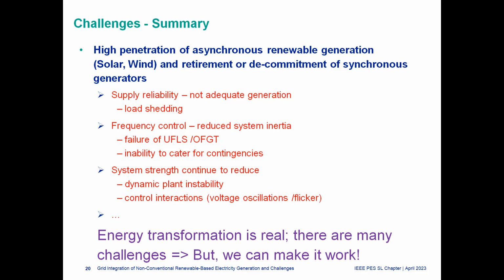So we can't stop it. So there will be more and more solar farms and wind farms in the network. So we have to do work to ensure that we address the intermittency of these solar and wind farms, inertia issues, frequency control issues, and also the system strength issues. So this energy transition, it's real, it's happening, and there are lots of challenges, but we can make it work.